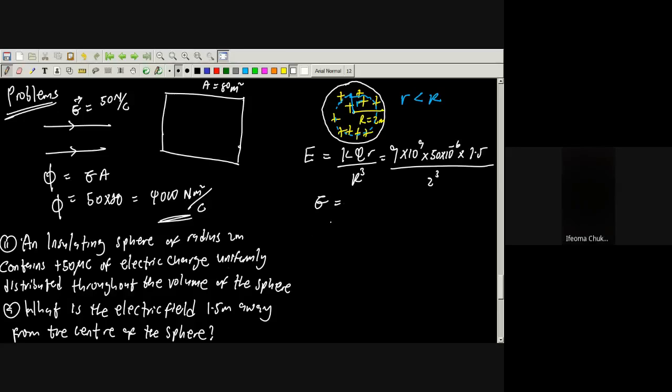Now, the 2 is the big radius, that's 2 meters. But you wrote 1.5. Now you know that this is the small radius. Exactly.